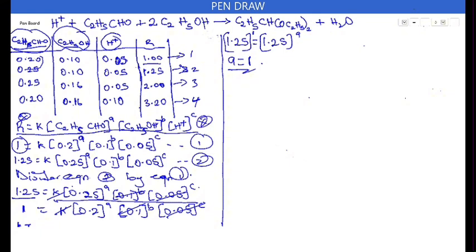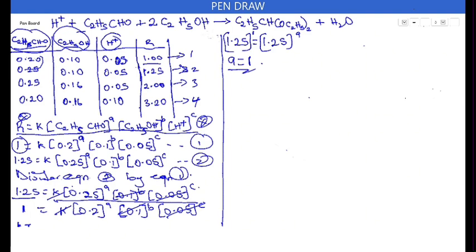This is the equation we are using. Rate is equal to k, propanal raised to power a, ethanol raised to power b, and H plus raised to power what? C. Good. Now we have our rate. So which one are we going to pick? Let's look at it. We have equation 1, equation 2, equation 3, equation 4.